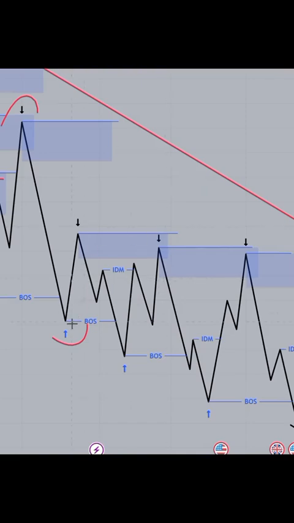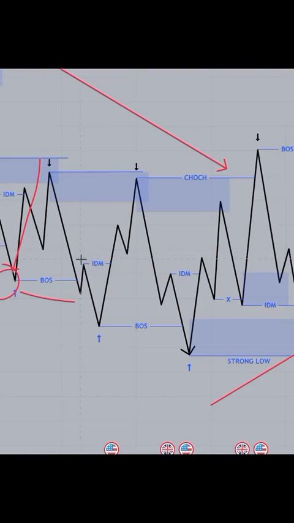And so confirming this as a break of structure, and the same concept continues, taking out the inducement and price breaking past this one, confirming this as a valid break of structure. Also same here, taking out the inducement, tapping on the extreme POI, then price breaking past the previous low, confirming this as a valid break of structure.